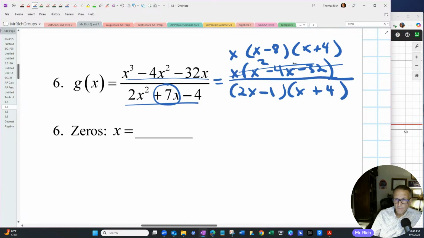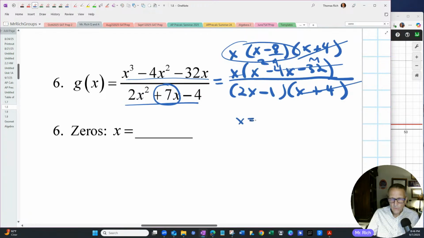Right, when I factor this, when my coefficient is 1 right here, I'm looking for two numbers that multiply to be -32 and add to be -4. That ends up being -8, 4. Well, it's a good thing that we factored the bottom because we do see that they have a common factor x plus 4. Therefore, that x plus 4 on the top does not produce a 0. It's going to be 2 zeros, x equals 0, and x equals 8. That would be my answer.